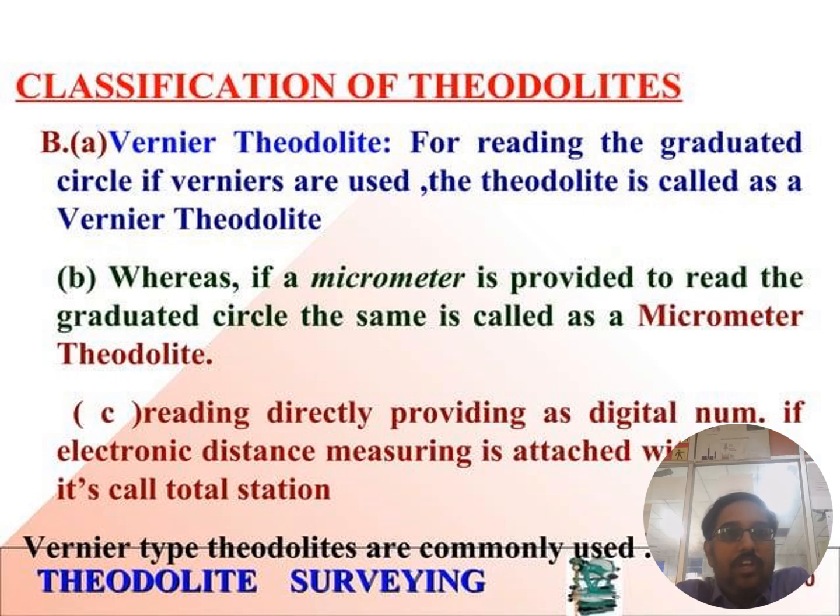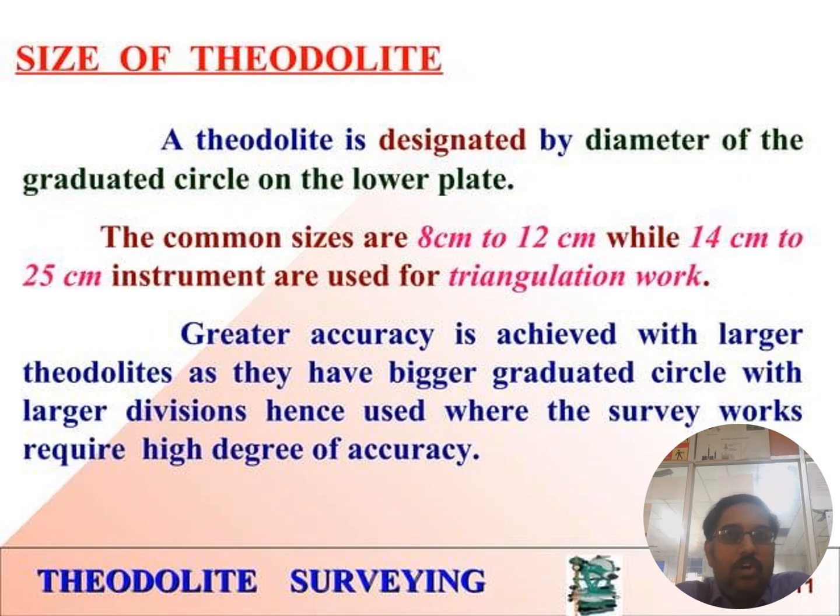Next, the classification of the transit theodolite. One is the vernier theodolite: for reading the graduated circles, if verniers are used, the theodolite is called a vernier theodolite. Whereas if a micrometer is provided, it is called a micrometer theodolite, which gives a direct digital reading. If electronic distance measurement is attached to it, it is called a total station. The common sizes are 8 to 12 centimeters, while 14 to 25 centimeter instruments are used for triangulation work. Accuracy is greater with a larger theodolite, as it has a bigger graduated circle with larger divisions, and hence it is used where the survey work requires a high degree of accuracy.